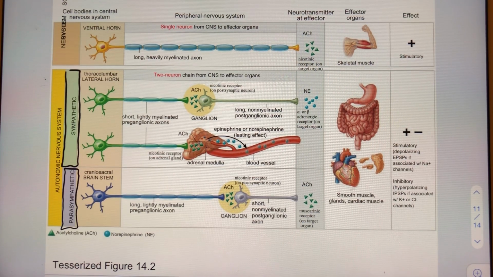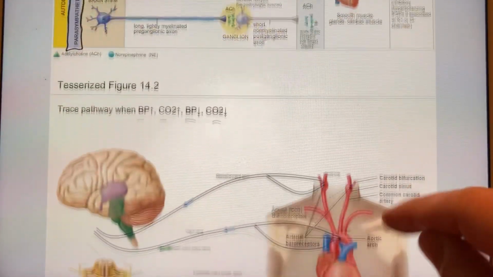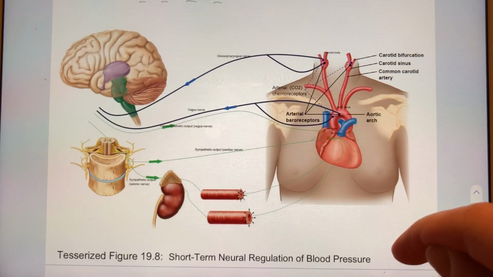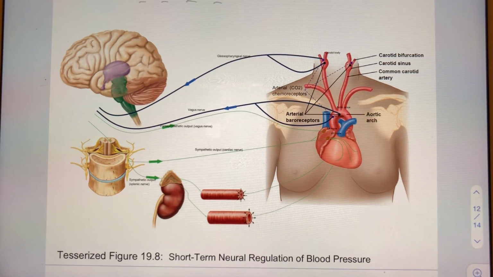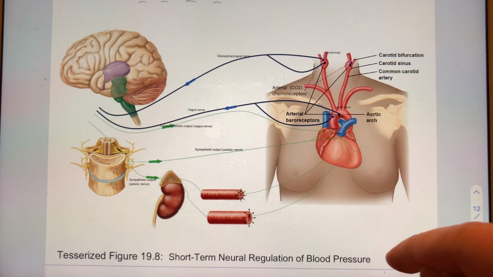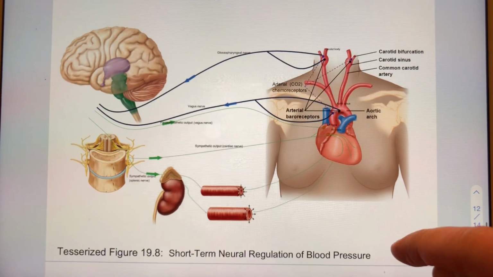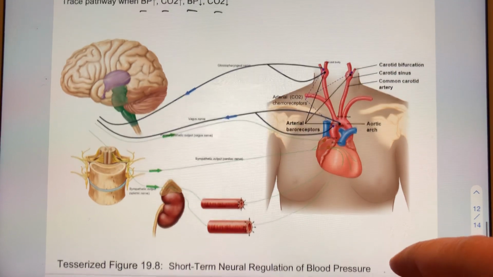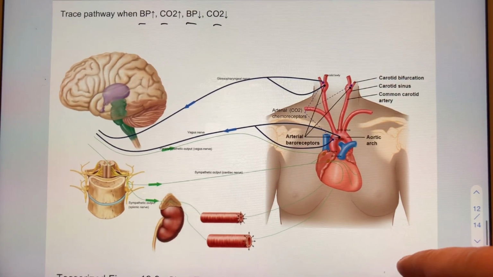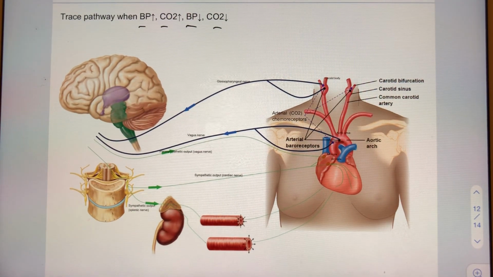And then the very last slide, slide 13, is another tesserized figure where we're going to need to trace the sensory and then the motor pathways that will be featuring the most frequent action potentials in the face of different stimuli. Okay, so that'll come up relatively soon as well. So I would look at that sooner than later if I were you.